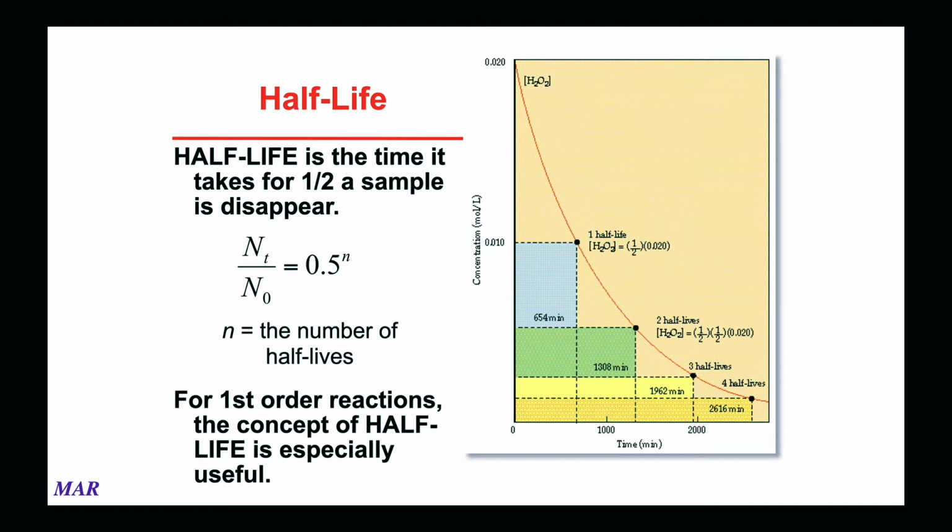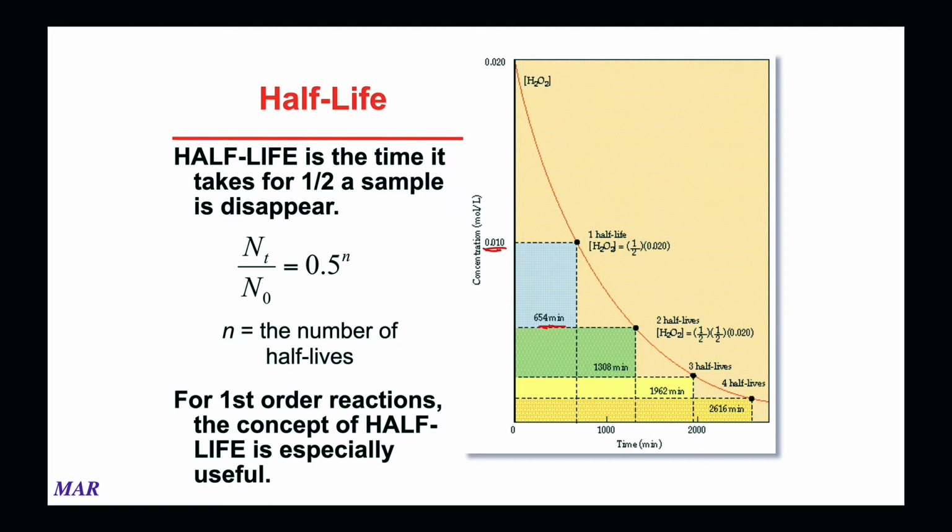Now on the graph on the right there, this is a hydrogen peroxide decomposition. You're starting with 0.020 moles per liter, and the first half-life occurs when you get down to half that value, or in this case, 0.010 moles per liter. So you can see there, if you go down to the dotted line, that took 654 minutes to go from 0.020 to 0.010. So for this reaction, the half-life is 654 minutes.